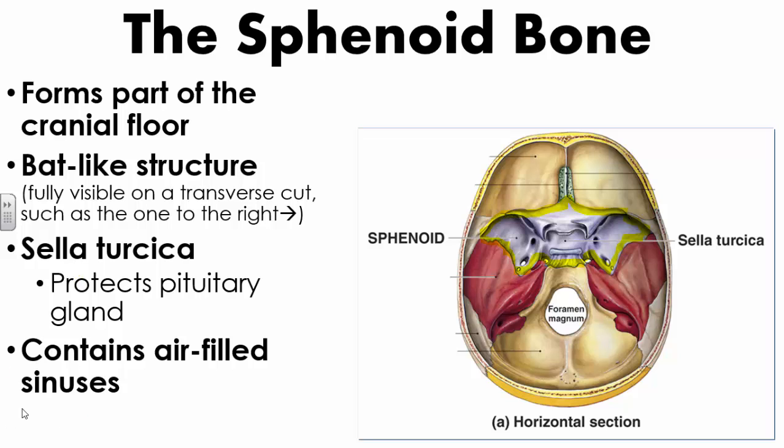Sella turcica means Turk's saddle, and the purpose of the sella turcica is to protect the pituitary gland. The pituitary gland is a piece of the brain, so a gland within the brain. It's a little sac-like shape that hangs down, and it sits within this Turk's saddle for additional protection.